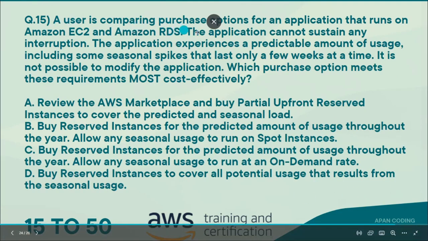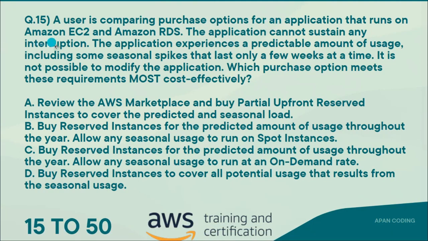A user is comparing purchase options for an application that runs on Amazon EC2 and Amazon RDS relational database. The application cannot sustain any interruption. The application experiences a predictable amount of use, including some seasonal peaks that last only a few weeks at a time. It is not possible to modify the application. Which purchase option meets these requirements most effectively? Which one most effectively, friends? It will be buy reserved instances for the predicted amount of usage throughout the year. Allow any seasonal use to run on spot instances.